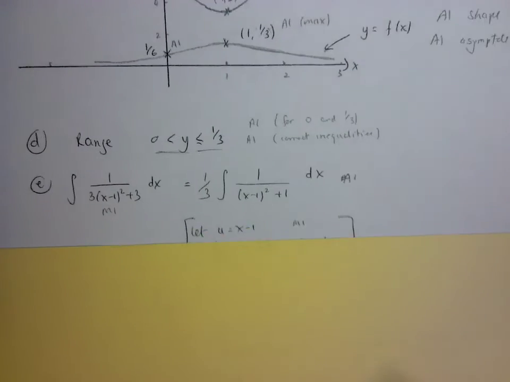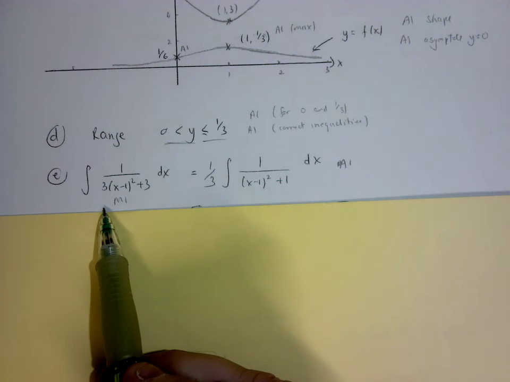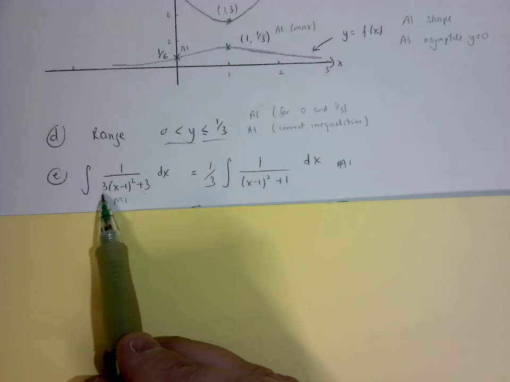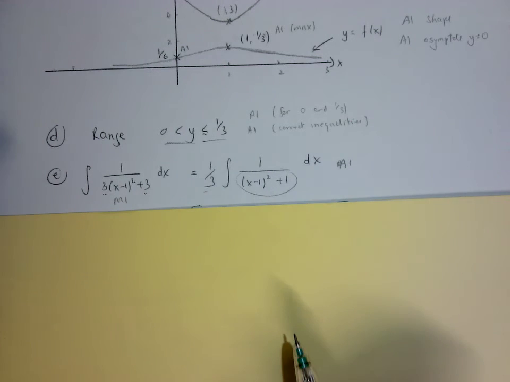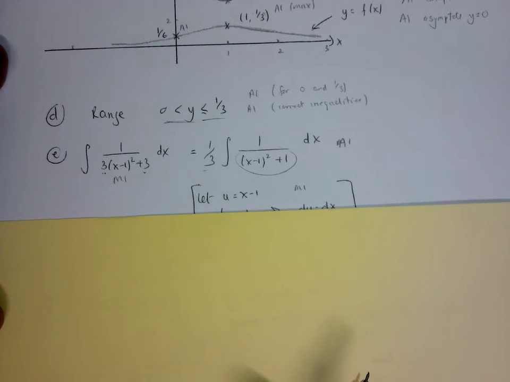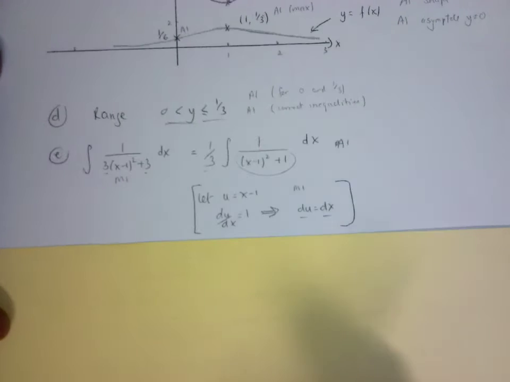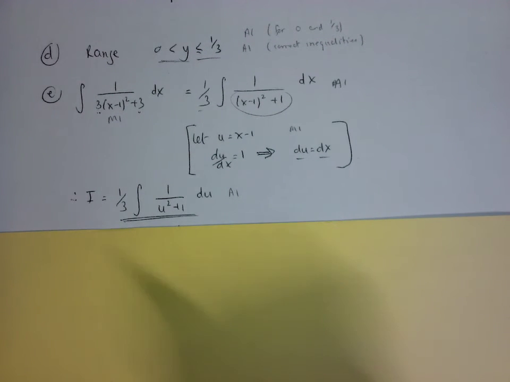E, starting to get into the calculus of this, talks about the integral of the function. So again, if you spot the 3 there, you can factor that out. Then that clearly is a little bit nicer to deal with. So I can make the substitution of u equals x minus 1 into there, so that du is also equal to dx. Then that integral will be rewritten as a third integral of 1 upon u squared plus 1, as we've got there. So that's part E.